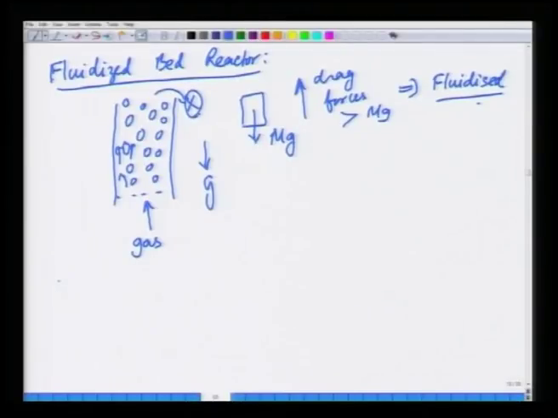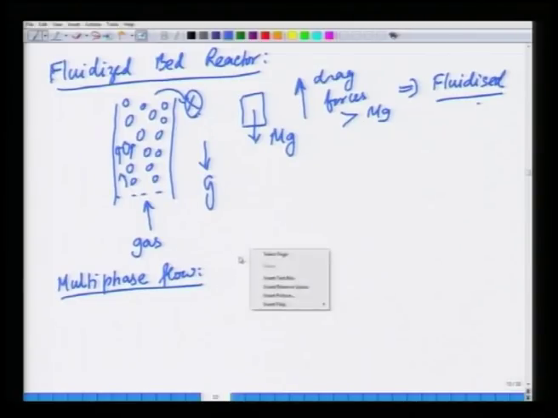Okay. And finally, as one more example of the role of fluid mechanics in chemical engineering, we cite the case of multiphase flow, which is very common in chemical process industries. Multiphase flow is a flow of two phases. For example, you could have gas dispersed in the form of bubbles in a continuous liquid phase.